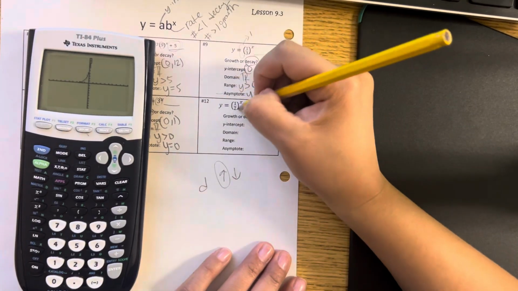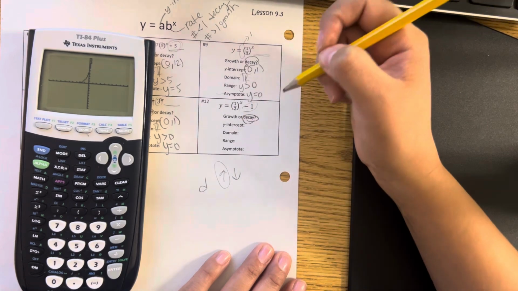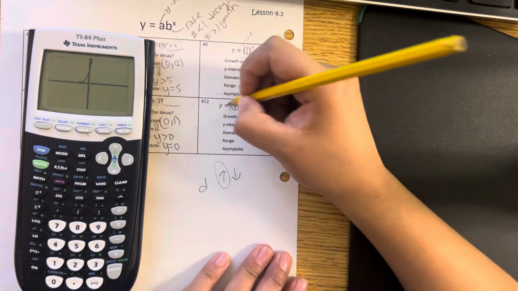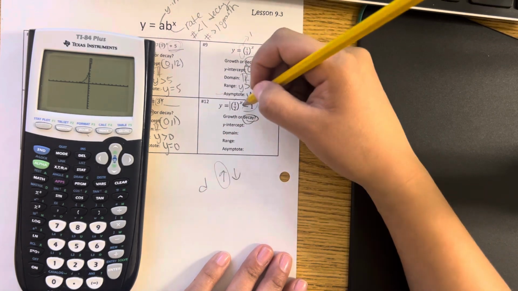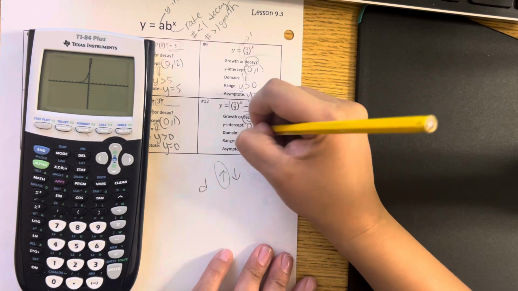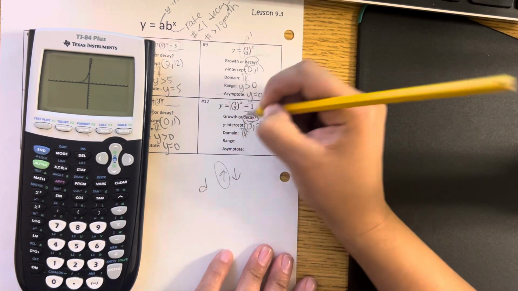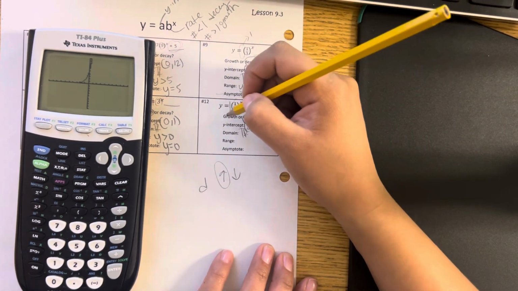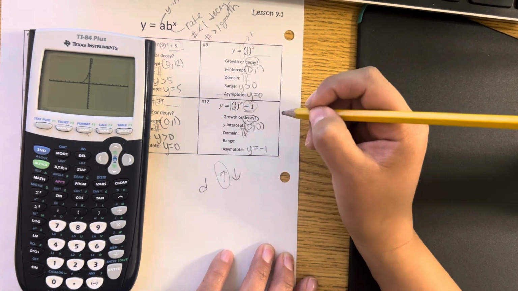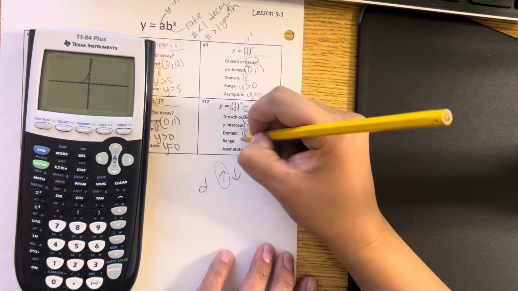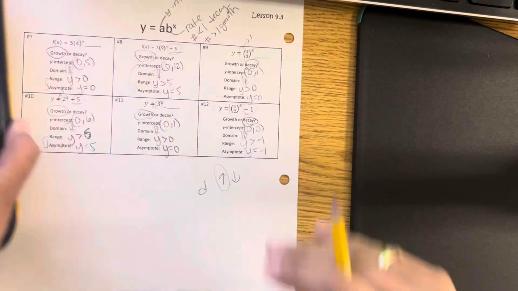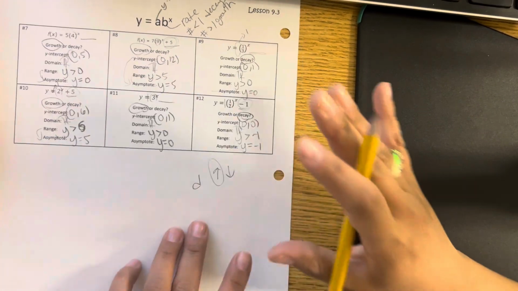Number 12, the 1/2 next to x shows decay because it's less than 1. The y-intercept is the number in front of 1/2, which is an invisible 1, which is 0, 1. And the shift down actually moves the 0, 1 y-intercept to 0, 0. The domain is all reals. The asymptote should be y equals 0, but because of the shift down 1, it's y equals negative 1. And then the range is greater than negative 1 because the asymptote got shifted. A lot of information I know, but we'll talk about it again.